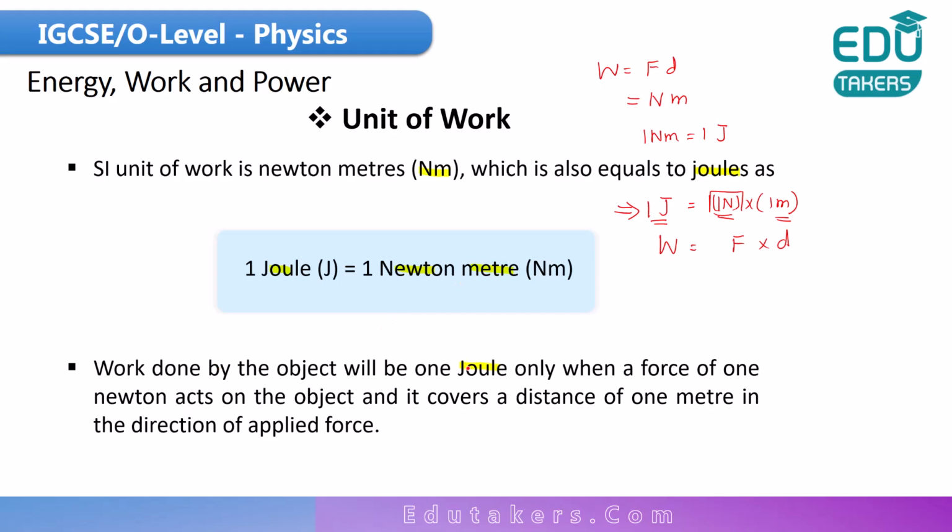How can you define the work as 1 joule? The work done by the object is 1 joule when a force of 1 Newton acts on the object and it covers a distance of 1 meter in the direction of the applied force. When you apply a force of 1 Newton on the object and it covers the distance of 1 meter in the direction of the applied force, at that moment the work done by that object will be 1 joule.